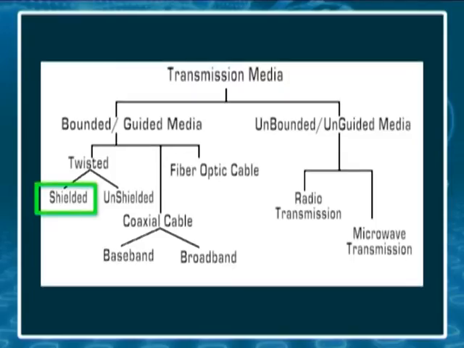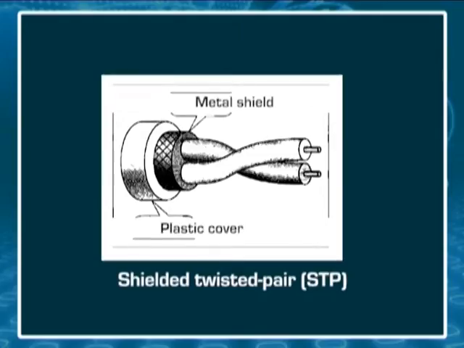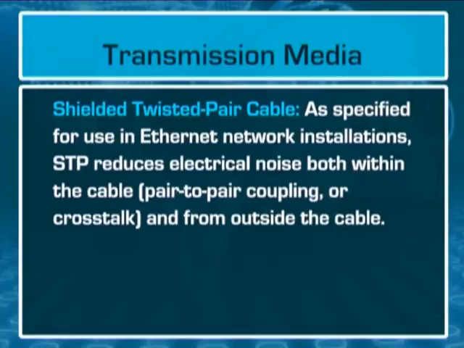Then comes shielded twisted pair cable. Shielded twisted pair cable combines the techniques of shielding, cancellation and wire twisting. Each pair of wires is wrapped in a metallic foil. The 4 pairs of wires then are wrapped in an overall metallic braid or foil, usually 150 ohm cable. As specified for use in Ethernet network installations, shielded twisted pair reduces electrical noise both within the cable and from outside the cable.